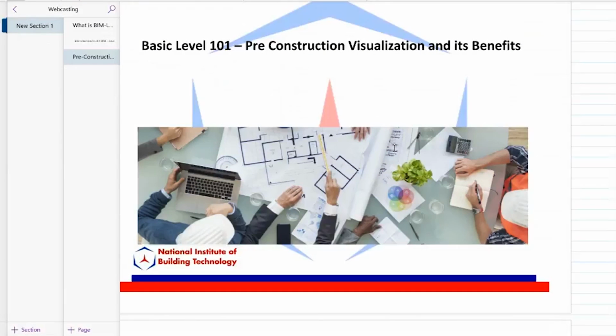Hello everyone, I want to give you a quick update or overview of what BIM is and how it is used in industry and things along those lines, if there are no questions.